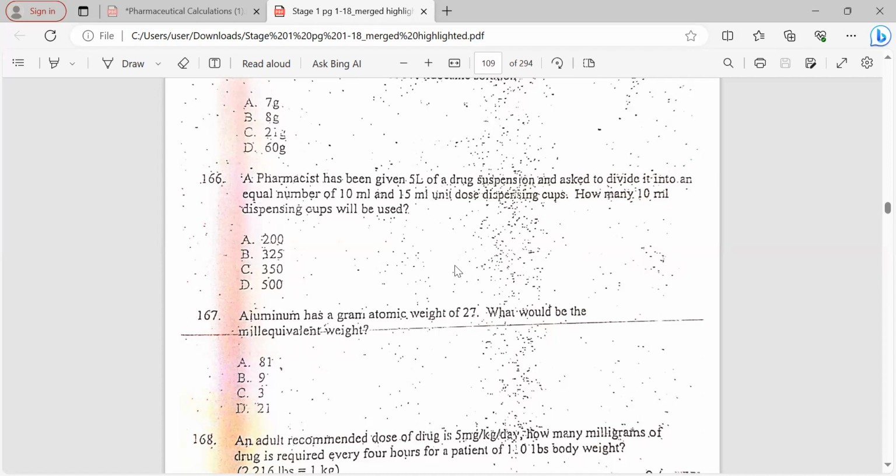So we need 10 plus 15, 25 ml. 5 liters, if you convert to ml becomes 5,000 ml. So 5,000 divided by 25 gives 200. So we'll need 200 cups with 10 ml and 200 cups with 15 ml.